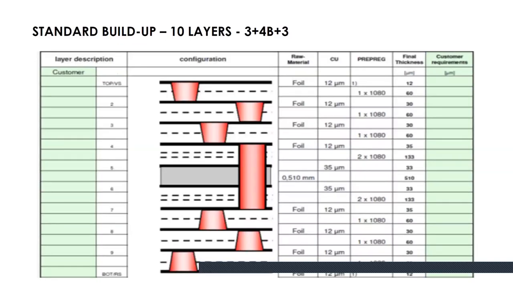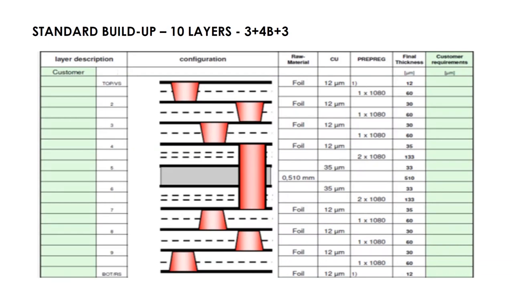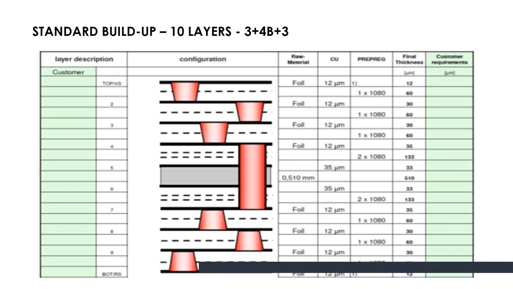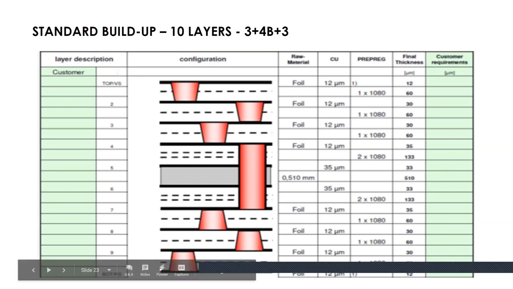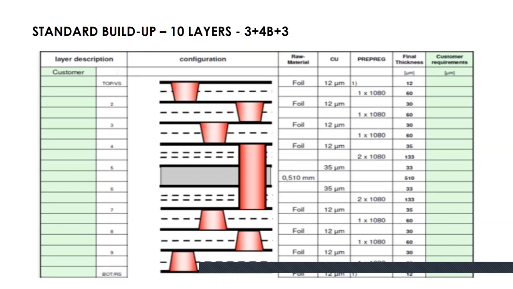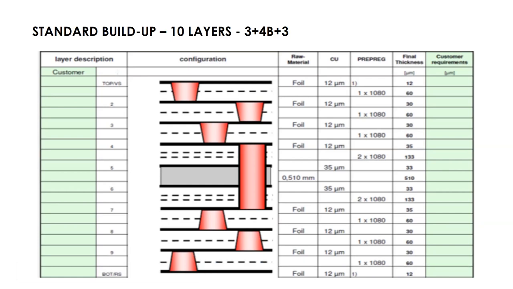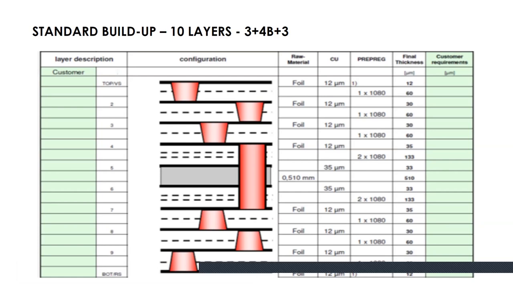Now let us see some of the complete build-ups. There we have only shown the picture of that. Here you can see how the stack-up is created. What is this construction, like 3 plus 4 V plus 3? Can anybody explain this one? 3 micro vias on either side. Yes, 3 micro vias on either side. And there is a buried via between layers 4 to 7. So in this construction, what is this for?